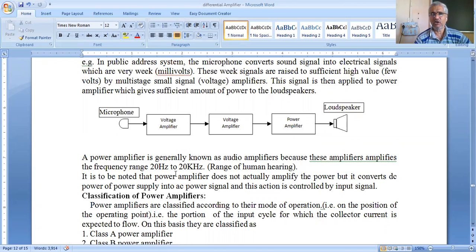Below 20 Hz or above 20 kHz we cannot hear. We will not be able to hear it, right. So this is the audible range. These power amplifiers are capable of amplifying it. These power amplifiers are also known as audio amplifiers, and they amplify the frequency range from 20 Hz to 20 kHz.